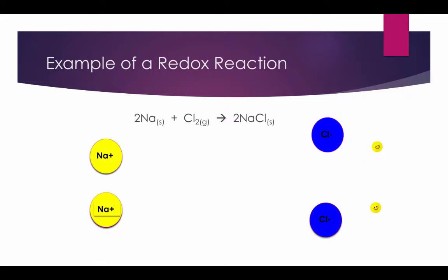Here, sodium was oxidized because it lost an electron, and chlorine was reduced because it gained an electron. Notice also that when sodium was oxidized, its charge increased from 0 to positive 1, and when chlorine was reduced, its charge decreased from 0 to negative 1. Oxidation always involves an increase in charge, and reduction always involves a decrease in charge.